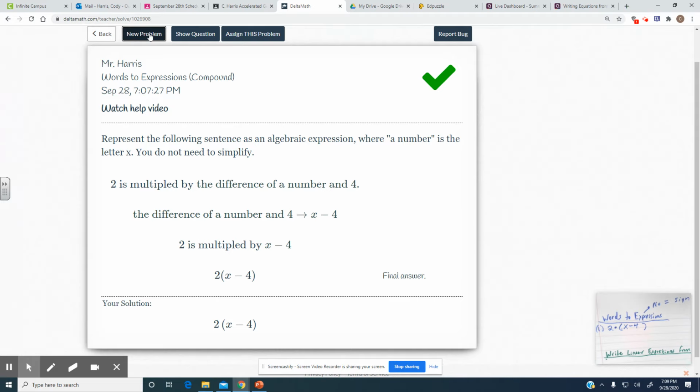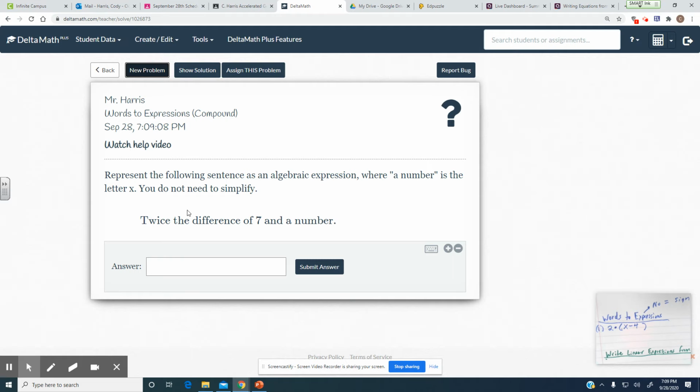Let's do one more together. Let's do this one. This one's a little bit different. 8 is going to be added to the square of a number. 8 is going to be added to.